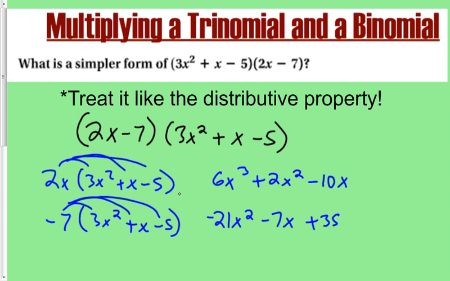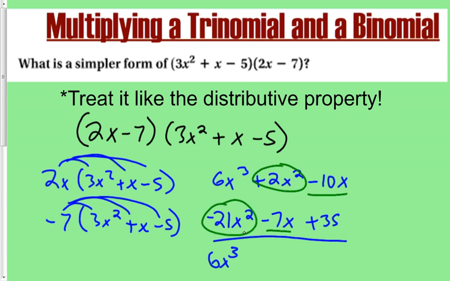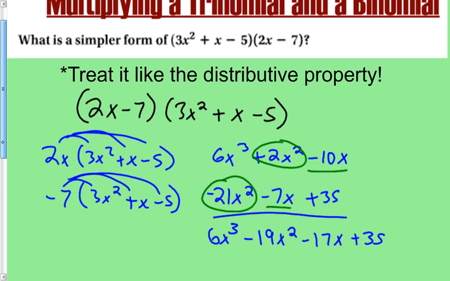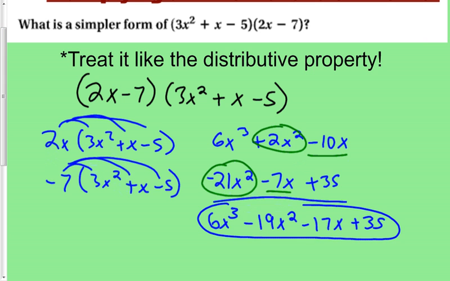So when we add these two together, we just add the like terms, and we end up getting, there's only one x cubed, so there's 6x cubed. There's two terms here that are x squareds. There'll be a couple with the x's as well. So then the x squared, we have minus 19x squared. We have minus 17x, and then we finish off with plus 35. All right. So you can treat it like that. You can take them apart and distribute, and then add the products together.